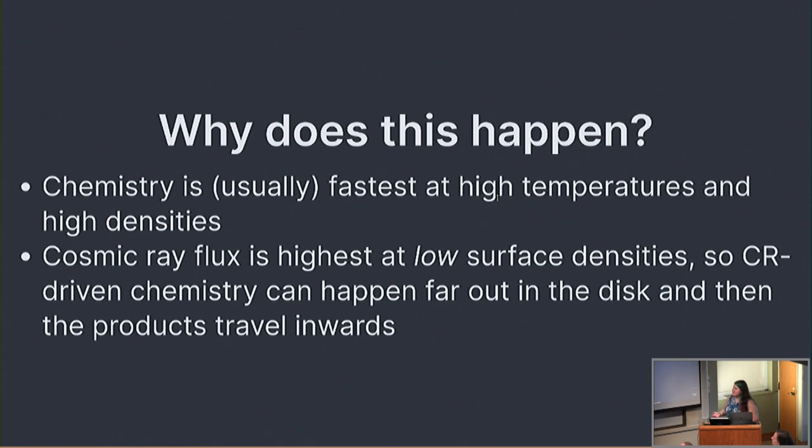Now you should be asking, why does that happen? Why does accretion make such a big difference? It turns out that cosmic rays are largely to blame. Cosmic rays play a huge role in this simulation, and cosmic ray-driven chemistry can only happen rapidly in the outer disk because that's where the surface density is low. But chemistry tends to follow where the densities are high and the temperature is high. So when you have accretion in your disk, the cosmic ray flux in the outer disk is enabling chemistry that can't happen in the inner disk, and then things spiral in, and you get a different composition in the inner disk than you would in the outer.